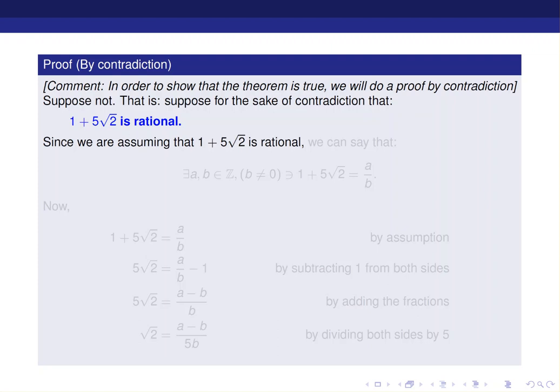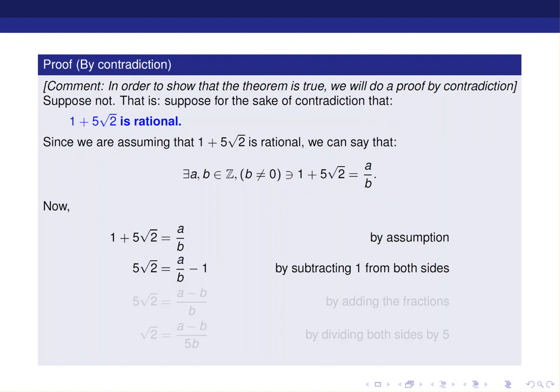Well, because it's rational, we can use the definition of rational to find integers a and b, where b is not equal to 0, such that 1 plus 5 radical 2 is equal to a over b. Remember, we're assuming it's rational, so this is perfectly legit. We can pretend that it's a fraction a over b. But now we can start rearranging the terms in the fraction and isolating the radical 2.